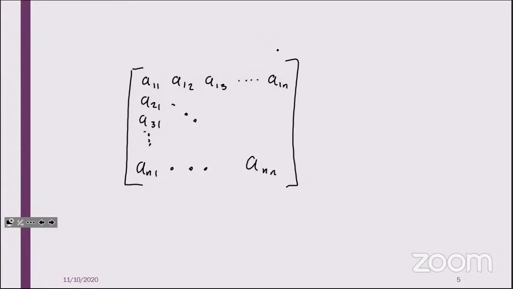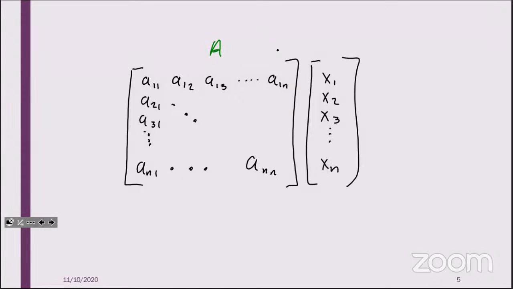For an n by n matrix, an nth order system, I will have this times x1, x2, x3, all the way to xn. This matrix is A. Where does this come from?